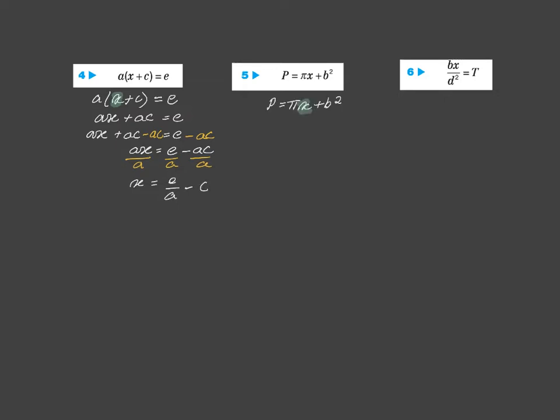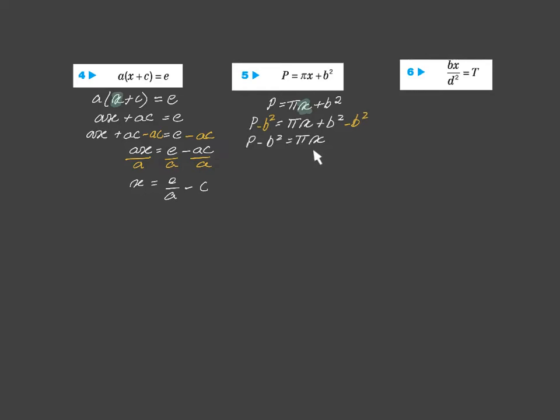In question 5, p is equal to pi x plus b squared. X must be the subject. We're going to subtract b squared from both sides. Subtract b squared from the left-hand side and subtract b squared from the right-hand side. On the left-hand side, you have p minus b squared is equal to pi x, because b squared minus b squared gives you 0.